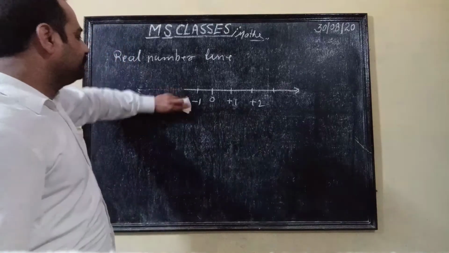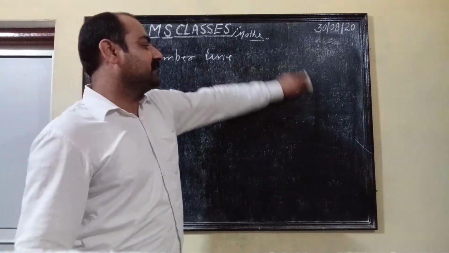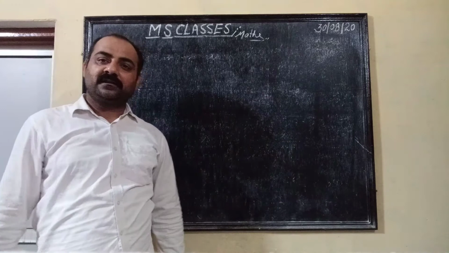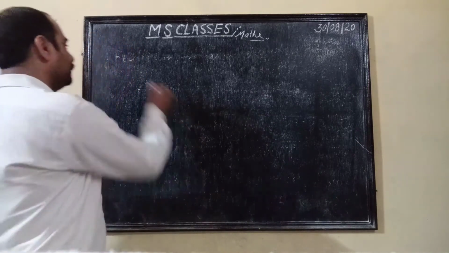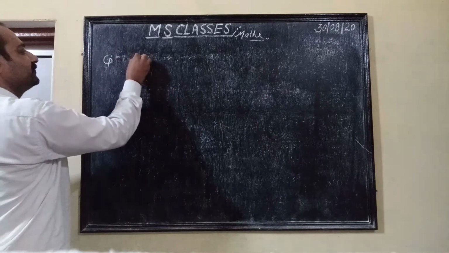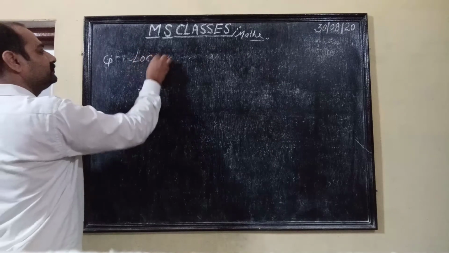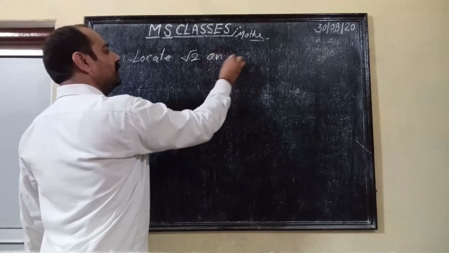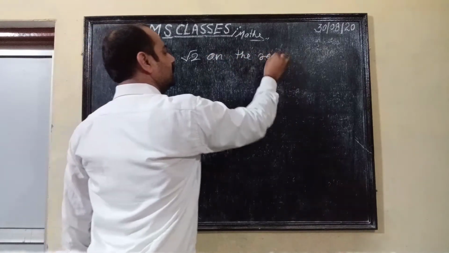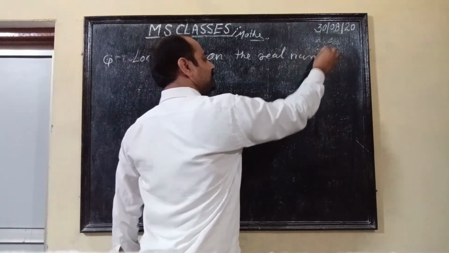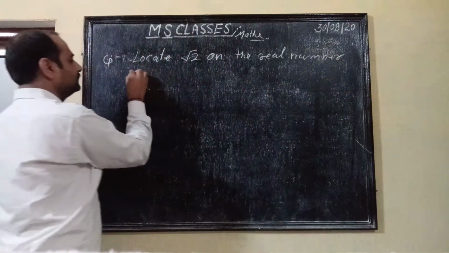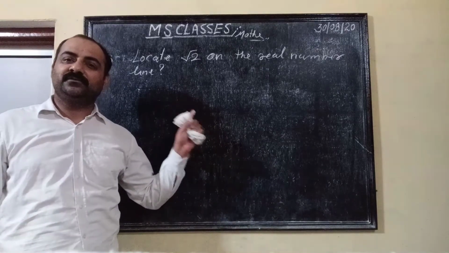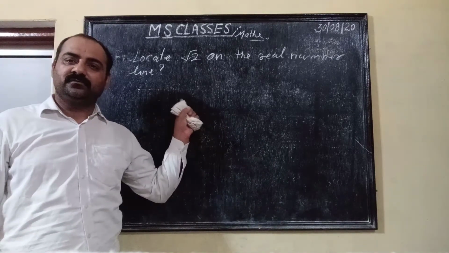So first of all, what is an irrational number? Irrational numbers are all the numbers under the root. So your question is to locate the irrational number under root 2 on the real number line. Okay, so you have to locate under root 2 on the real number line.